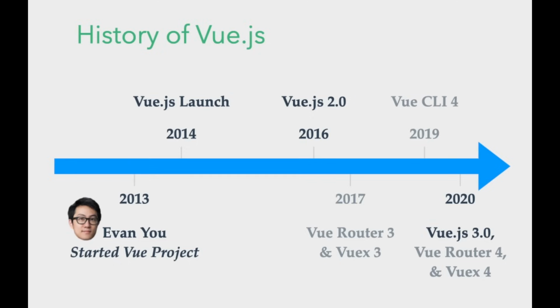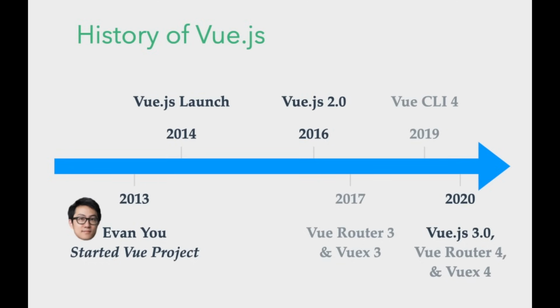And along the way, over these last 6 years, we see many different libraries that are also created and maintained by Evan You and the core team of Vue, like the Vue CLI, Vue Router, and Vuex, also being regularly updated to match with the current version of Vue. Even now with Vue 3 just released, we see that a new version of Vue Router and Vuex have also been released to be compatible with Vue version 3.